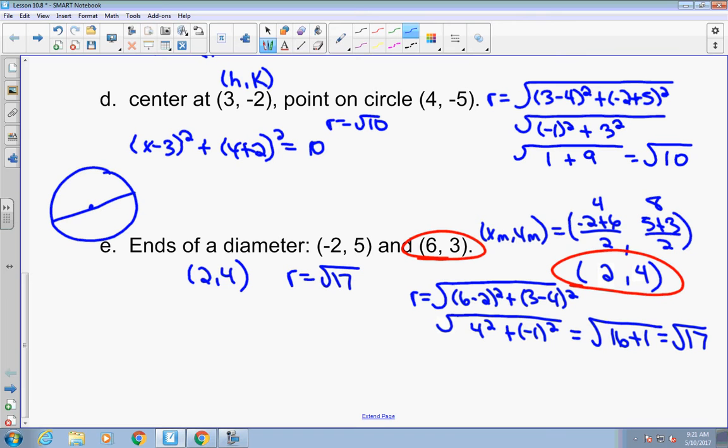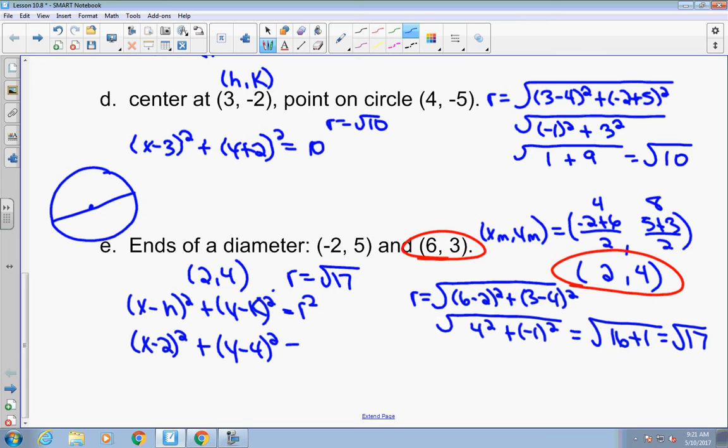So here's my formula again. x minus h quantity squared plus y minus k quantity squared equals r squared. So what's that going to look like? x minus 2, it takes on the opposite sign. So x minus 2 quantity squared plus y minus 4 quantity squared equals radical 17 squared. When you square radical 17, it's 17. All right, any questions on what we did there?